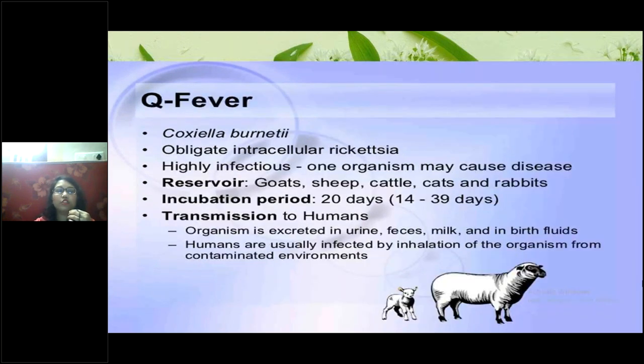So then there was Q fever. You might remember in the rickettsia chapter, there was Q fever caused by Coxiella burnetii. Even though Coxiella is not a typical organism, it is an intracellular organism and it is a highly infectious organism. Even one organism can cause disease. The reservoirs are goats, sheep, cattle, and the transmission to humans is through urine, feces, milk, birth fluids, and inhalation of the organism from contaminated environments.